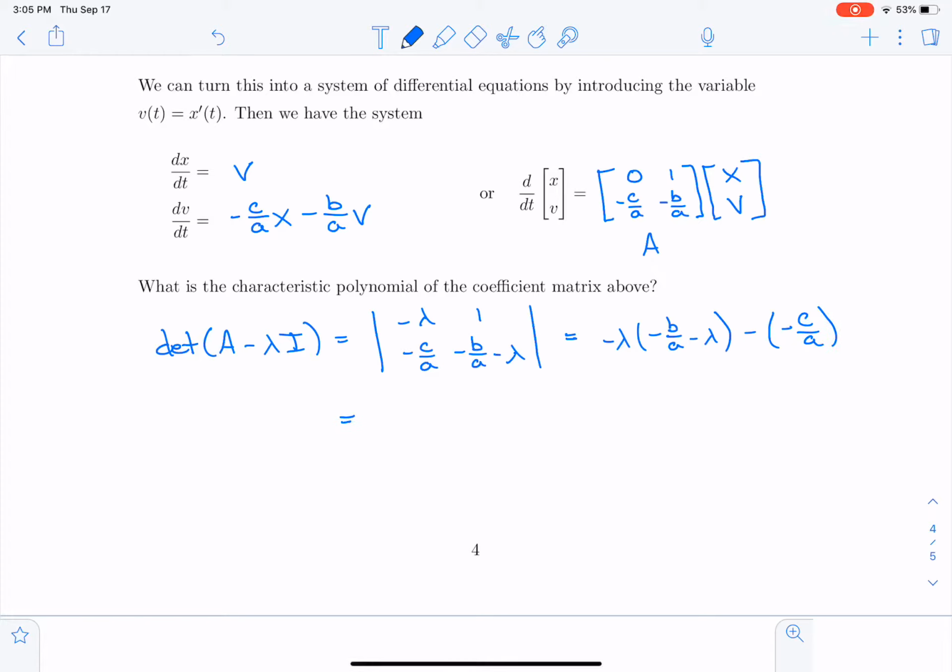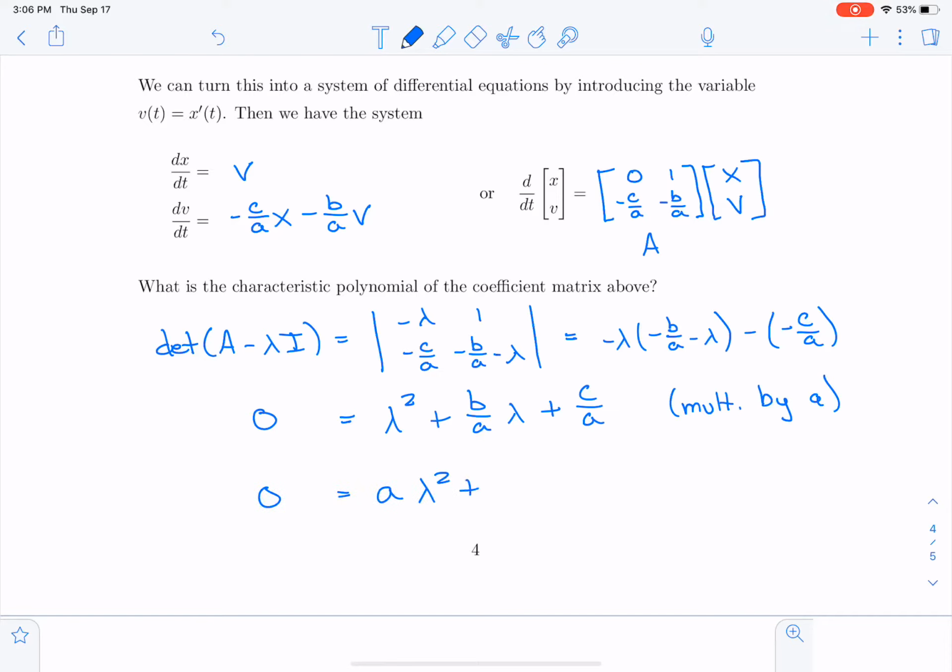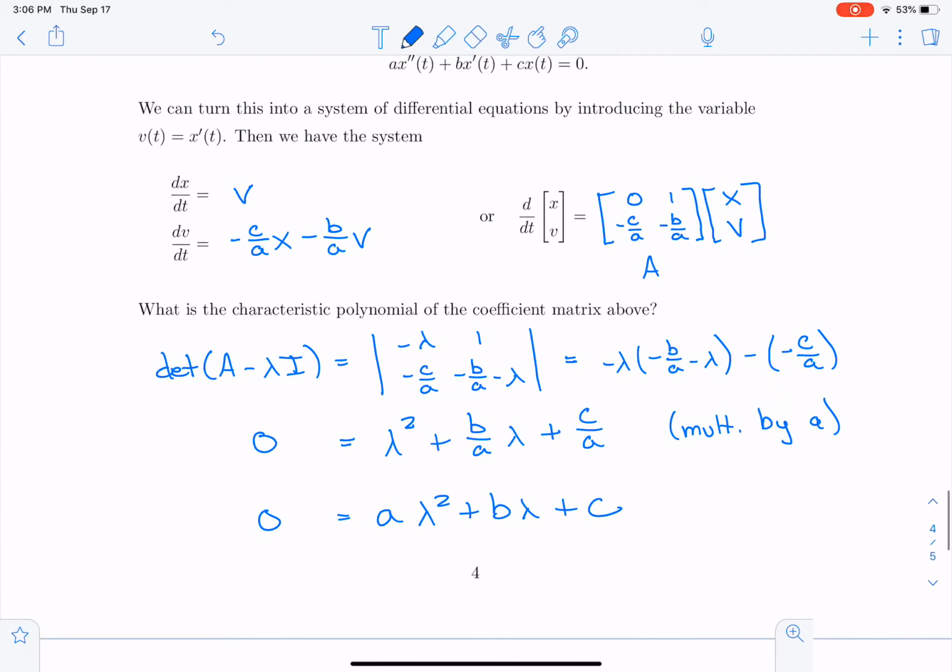So that's actually going to be lambda squared plus B over A lambda plus C over A. And of course, we want to set that equal to 0. Now, what I'm going to do is multiply this whole equation by A. And so we're going to get that 0 is equal to A lambda squared plus B lambda plus C. So my characteristic polynomial is A lambda squared plus B lambda plus C.